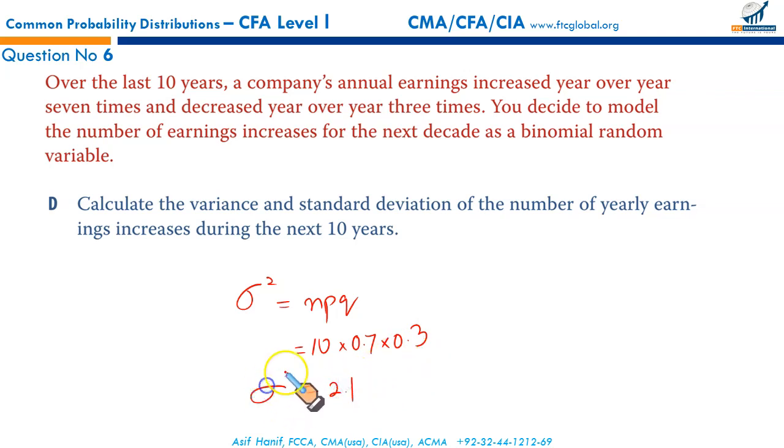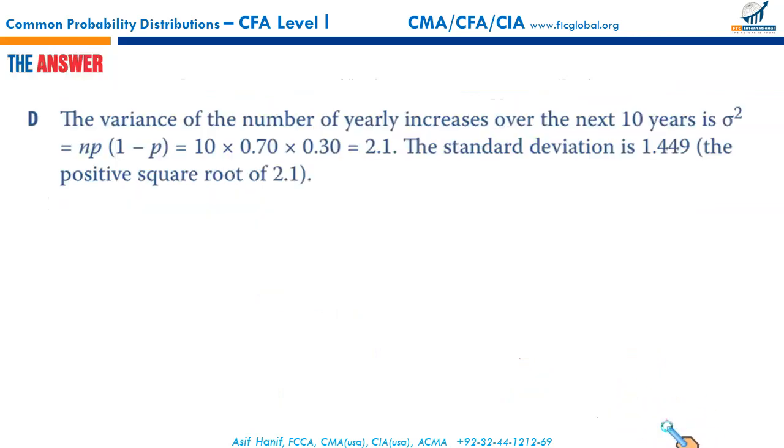Now this is the variance, and if you need standard deviation, simply take the square root, and square root of 2.1 would be 1.449. Right? That's all. Simple, straightforward as it is.